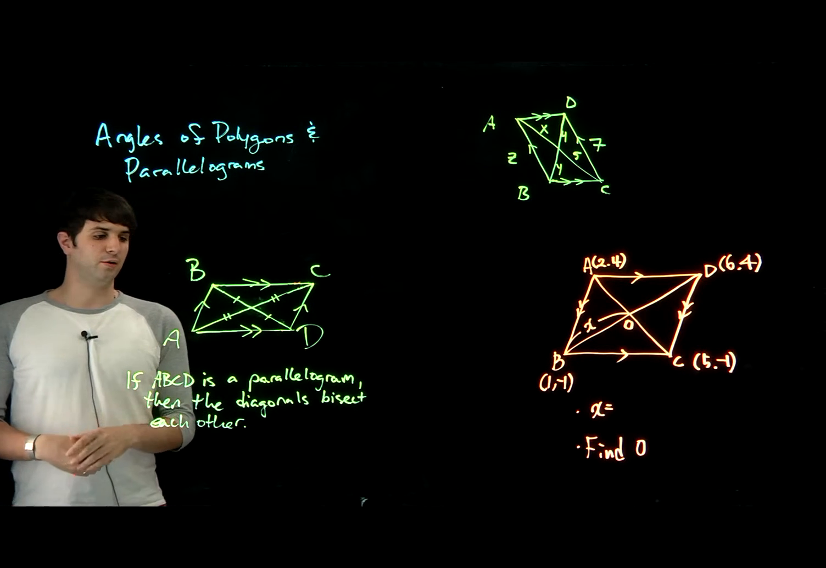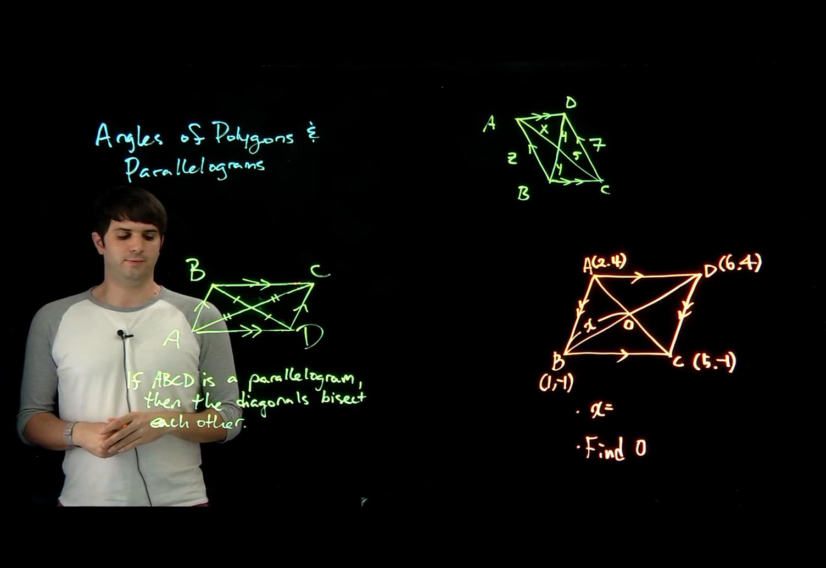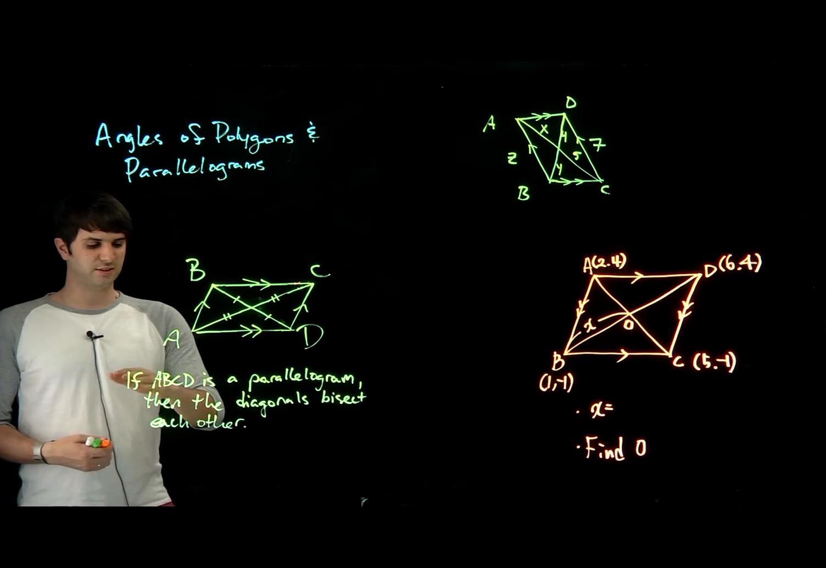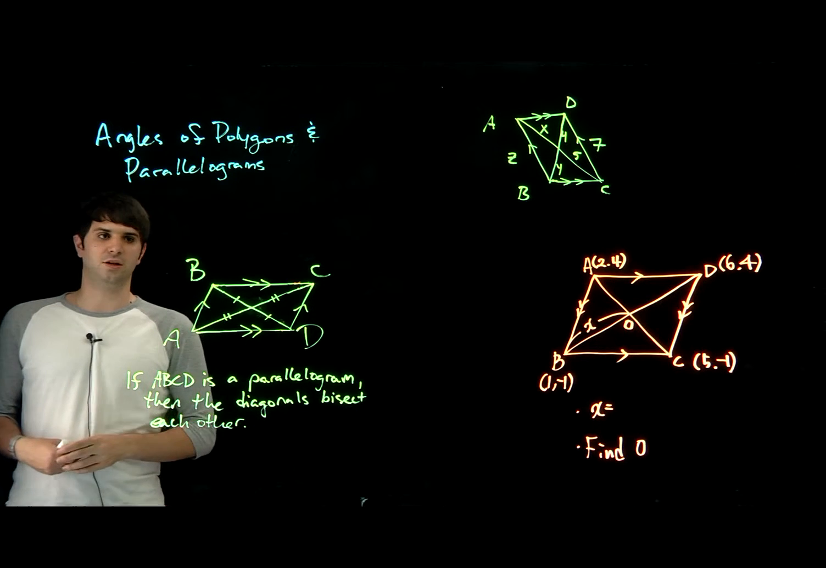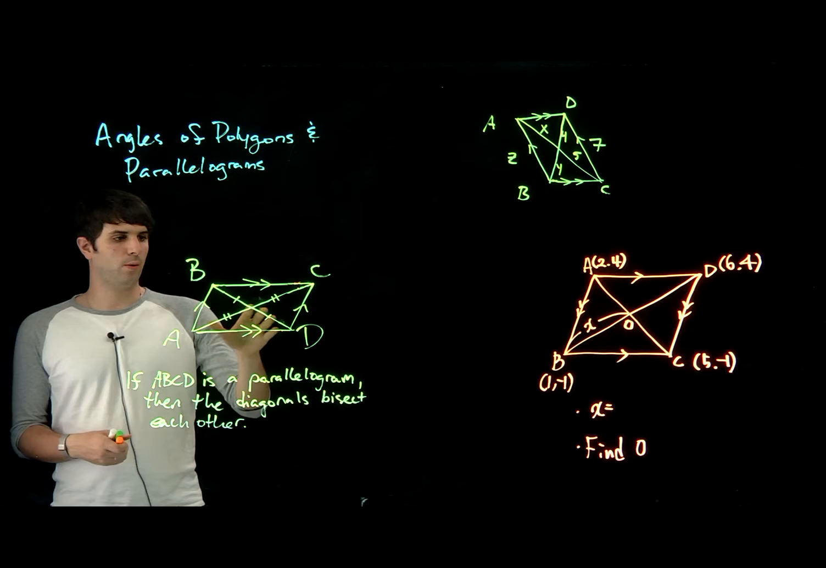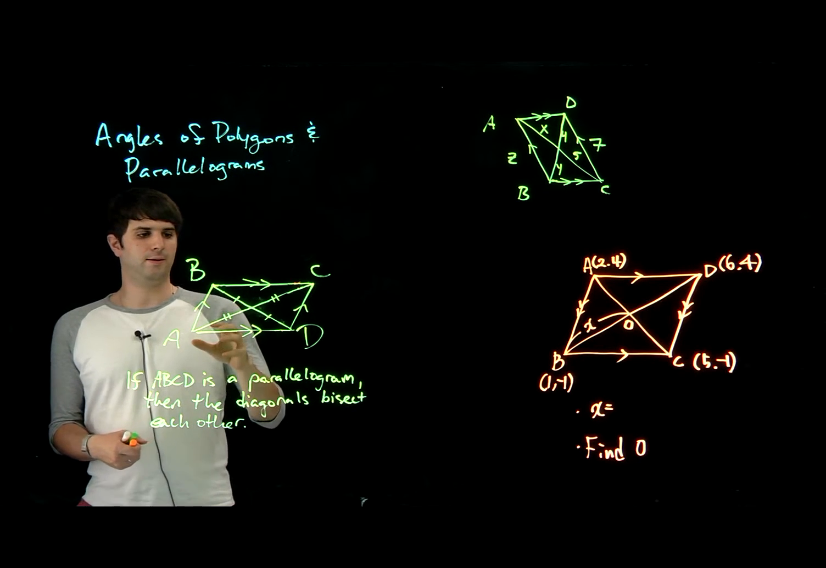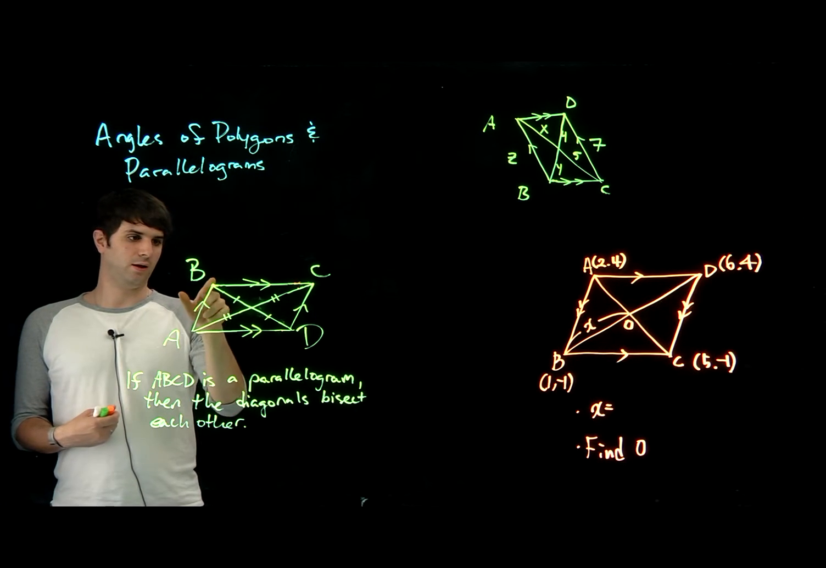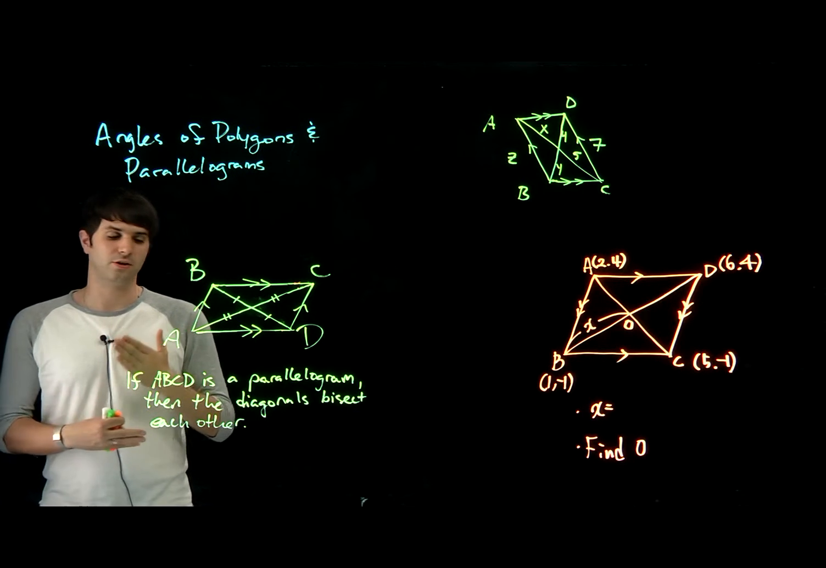All right, guys, in this video, I just want to talk about another property of parallelograms. And this is a theorem again, but we tend to think of it just as a property. It says if ABCD is a parallelogram, then the diagonals bisect each other. So I've sort of drawn the result of what this would look like. What we have here is this parallelogram, and then I've actually drawn the result. So in other words, these diagonals are bisecting each other. They're splitting each other in half.